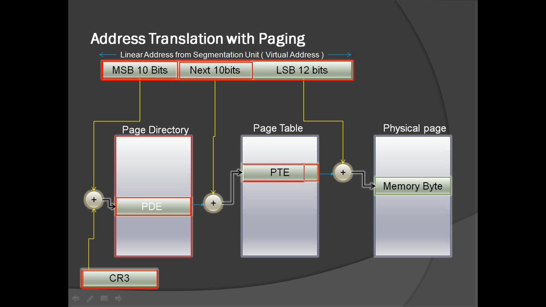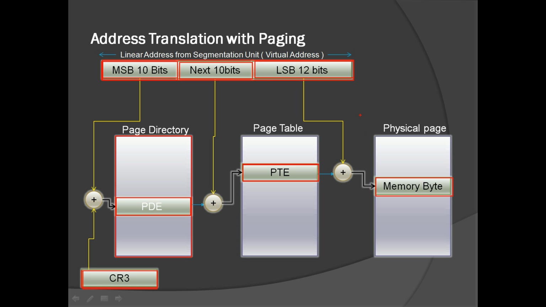So this page table entry will point to a page in the physical memory. So still we are pointing to a page in the physical memory, not the byte we are trying to access. To obtain the byte we are trying to access, we need the last 12 bits of the virtual address. If we add those 12 bits to the page table entry, we will get the byte inside the physical memory.